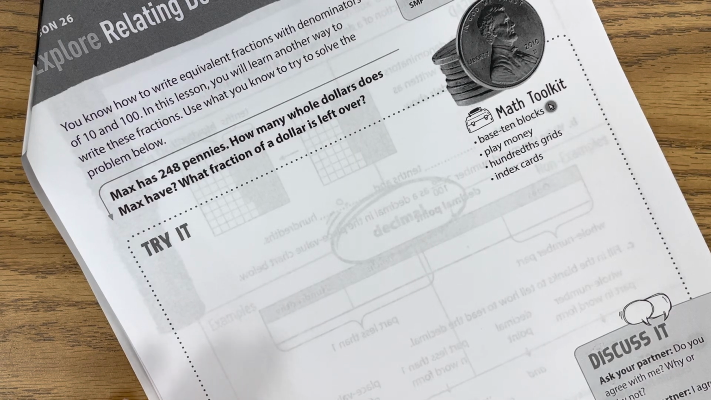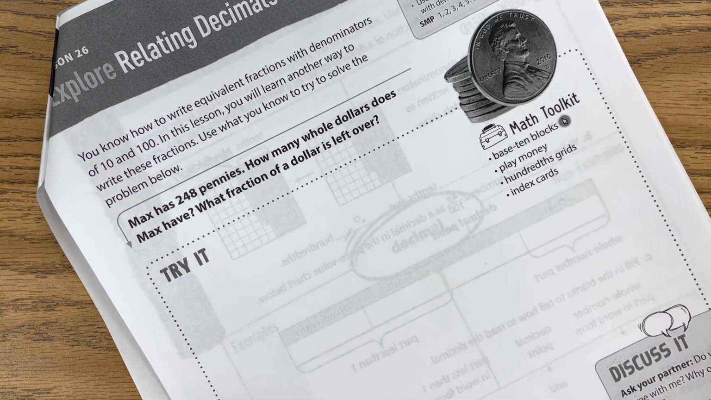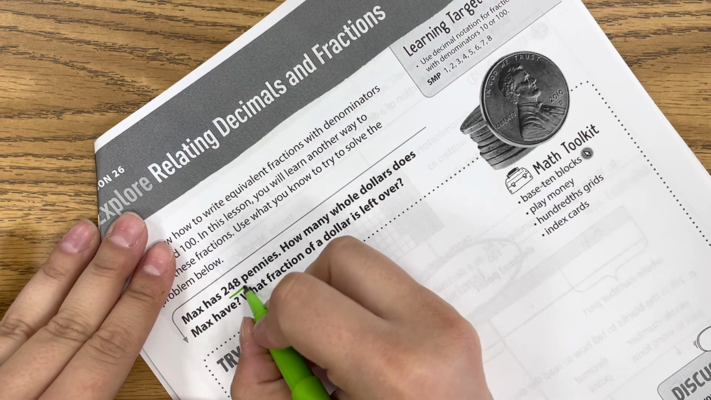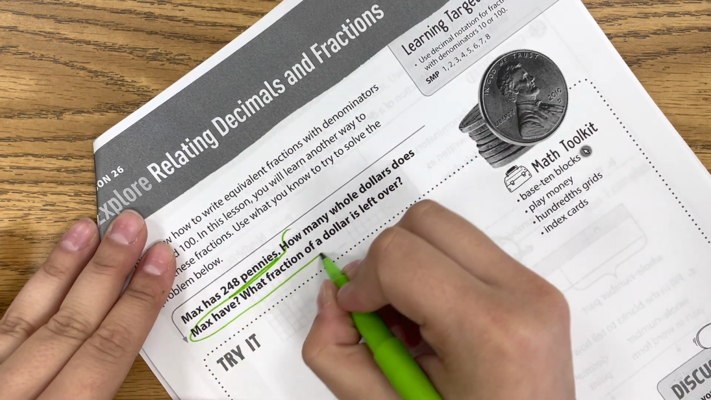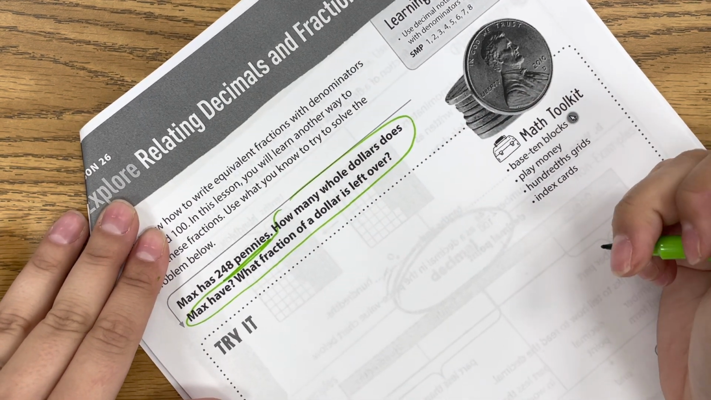So we're going to first look at page 535. And remember, we're relating decimals and fractions, so we feel confident with fractions. Now we're going to start adding decimals into it. So Max has 248 pennies. How many whole dollars does Max have? What fraction of dollars is left over?